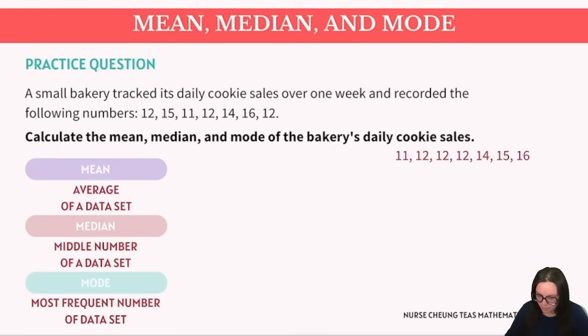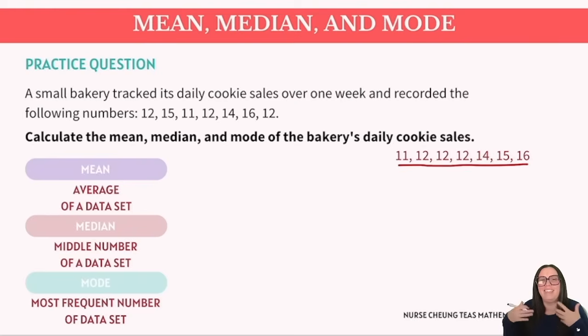A small bakery tracked its daily cookie sales over 1 week and recorded the following numbers: 12, 15, 11, 12, 14, 16, and 12. Calculate the mean, median, and mode of the bakery's daily cookie sales. Now what I did over here in the corners, I already put them in order for you. But it's very important, remember when you're doing this, put them in order, save yourself some time.